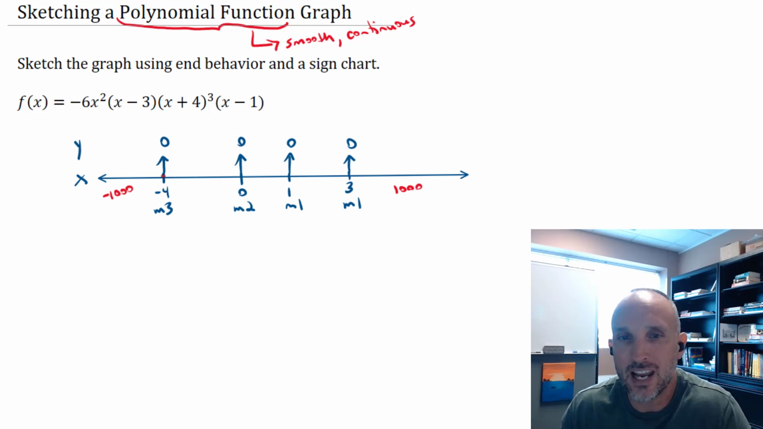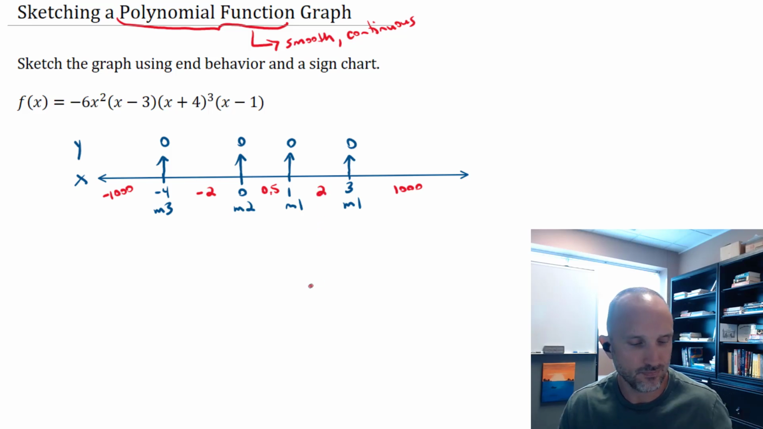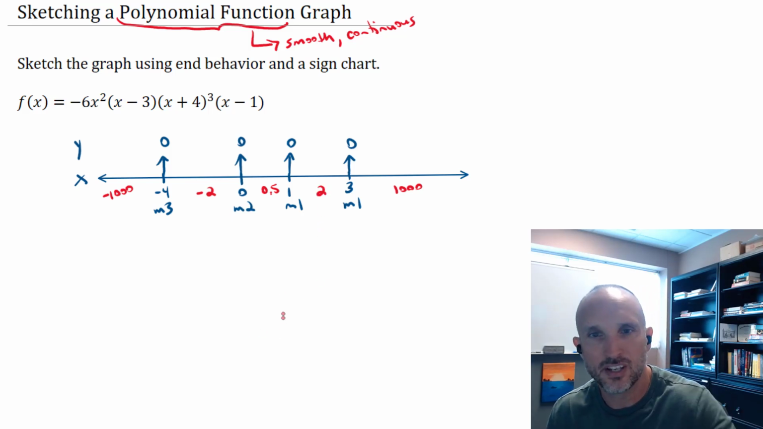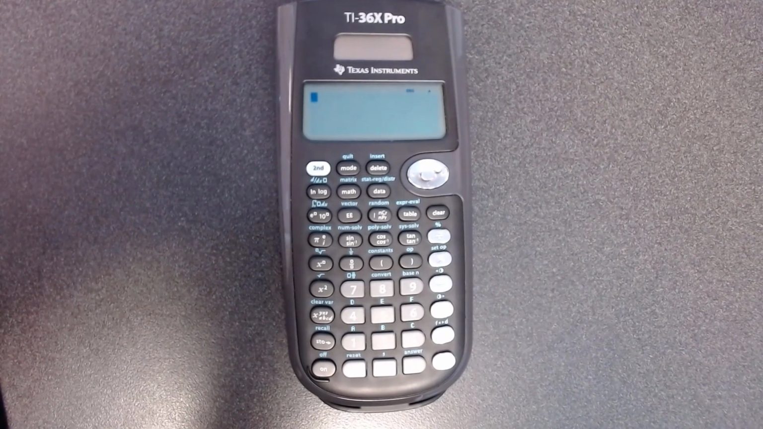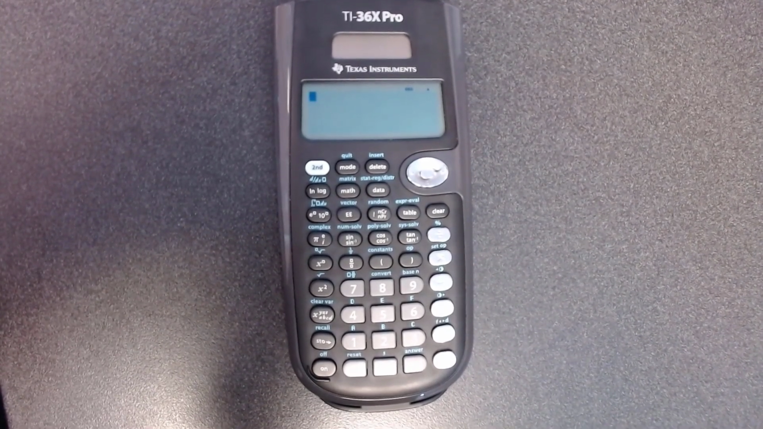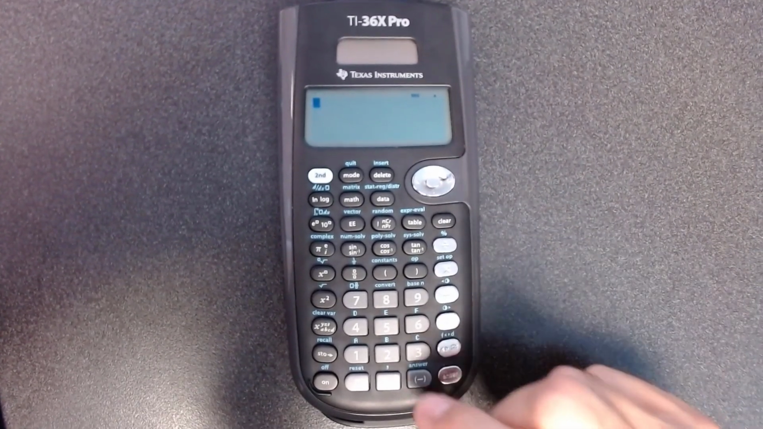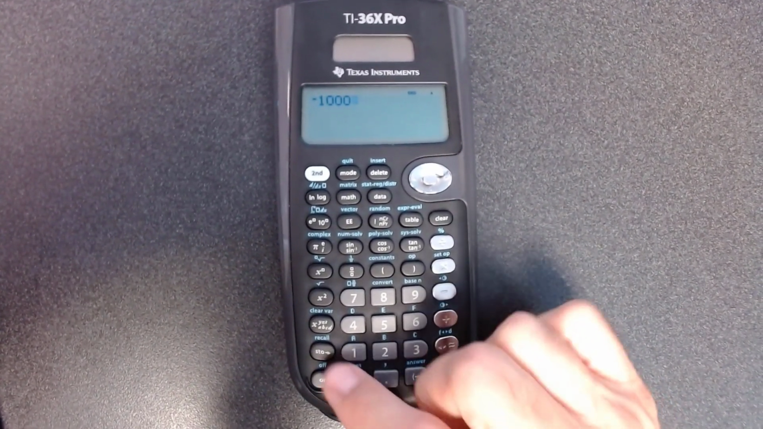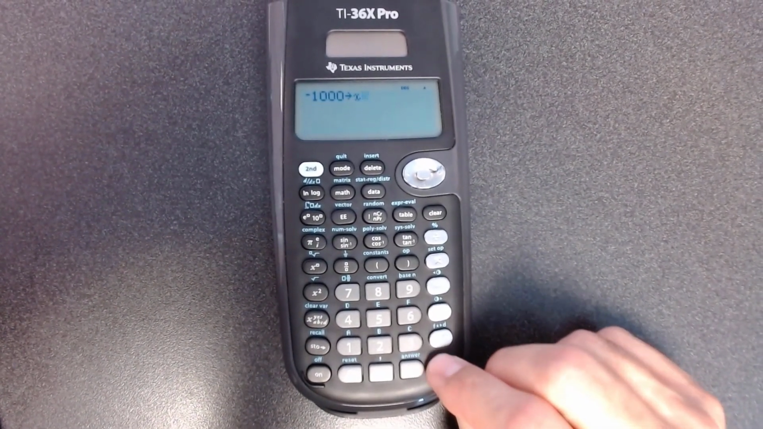And then for the middle behavior, meaning between all the zeros, use anything you like. So maybe between negative 4 and 0, we'll use negative 2. Between 0 and 1, we'll use 0.5. And between 1 and 3, let's use 2. Okay, so let's see what happens when we plug in negative 1,000 for x. So the first thing I want to do is tell my calculator to put negative 1,000 as the x variable. So I'm going to type negative 1,000, hit the store button, hit the x button, and hit enter.